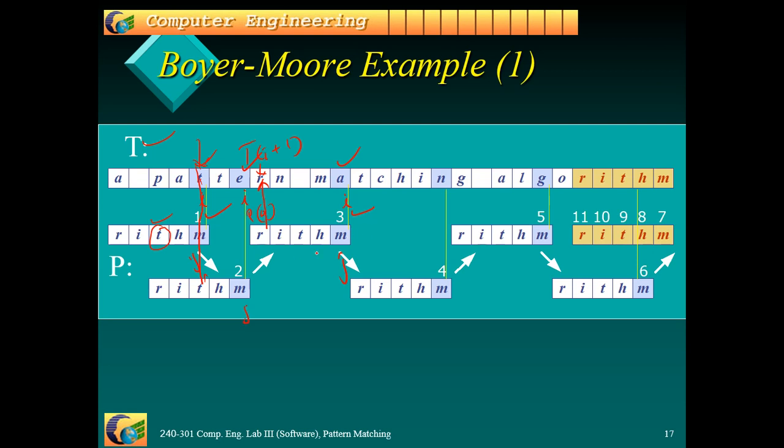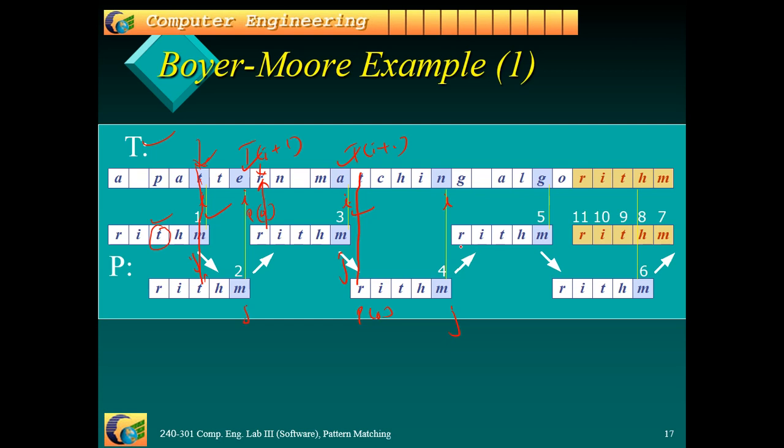You have to shift this entire pattern to align P of 0 with T of I plus 1. Your I was somewhere here. Now I plus 1 is this. So you can see here, by aligning this, now your new J is this, and your new I is this. Again you are comparing. You can see there is a mismatch. And do you have N here? No. So it again comes under case 3.